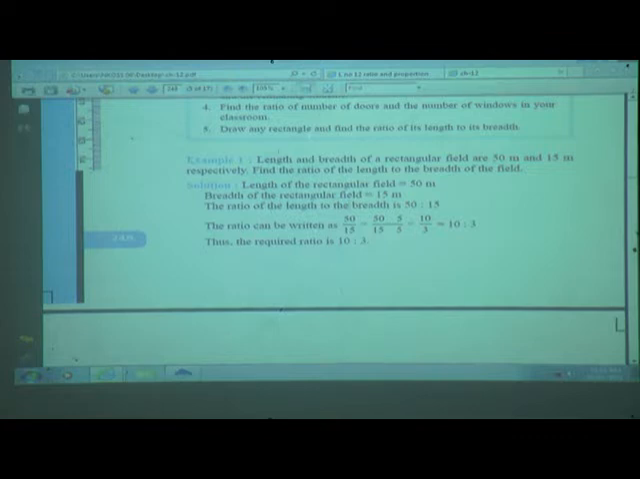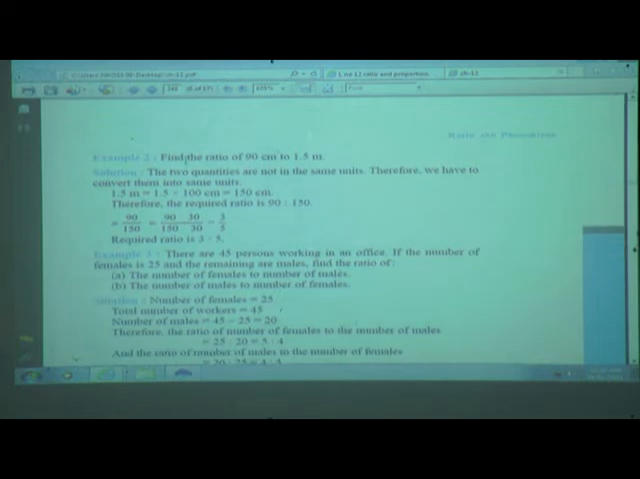The ratio of the length to the breadth is 50:15, that is 50 divided by 15. Converting it into lowest term, we got 10 upon 3, that is nothing but 10:3.